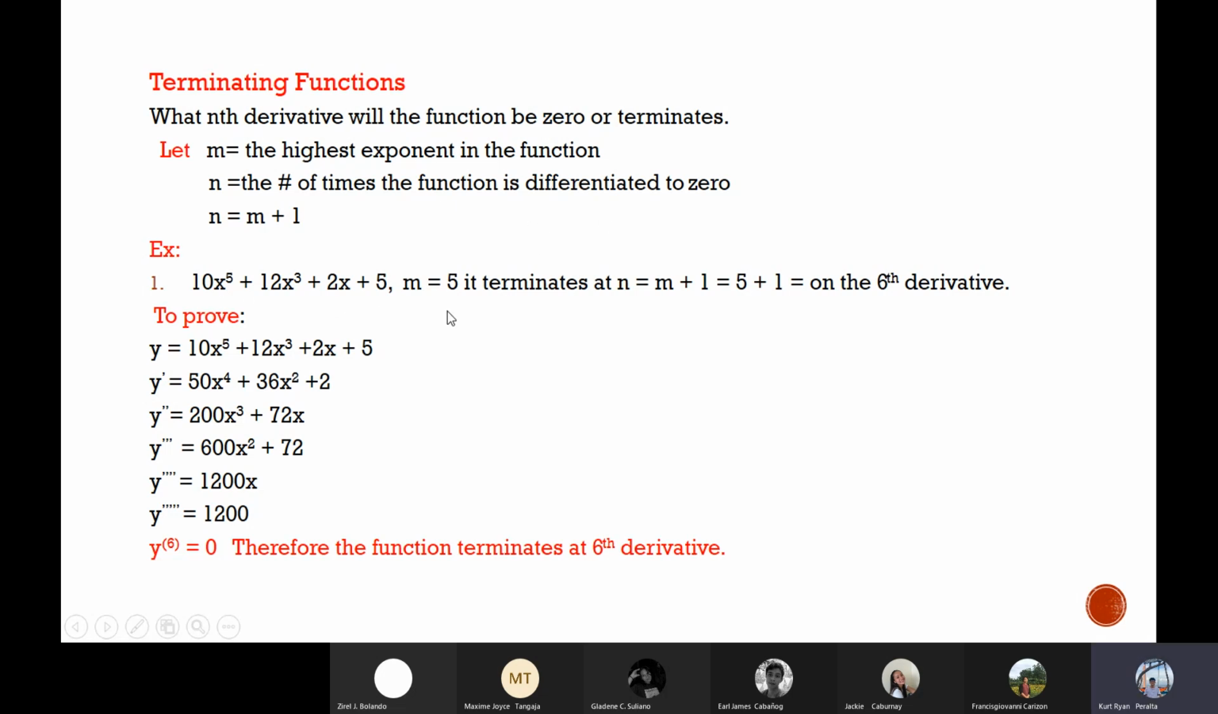We have this function 10x to the power of 5 plus 12x cubed plus 2x plus 5. So what is the highest exponent? The highest exponent is simply this exponent, which is 5. So we let m be equal to 5. And we have the formula n is equal to m plus 1. So n is just simply 5 plus 1. So this function, based on the formula given, we have 5 plus 1, which is equal to 6. So basically, the function ends at the 6th derivative.